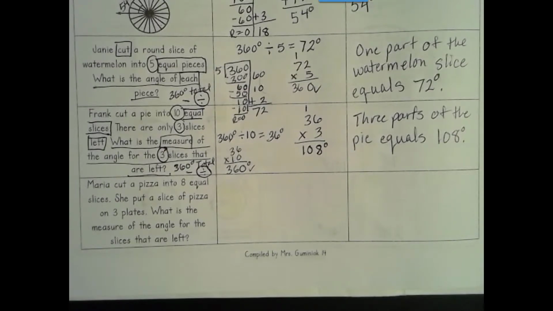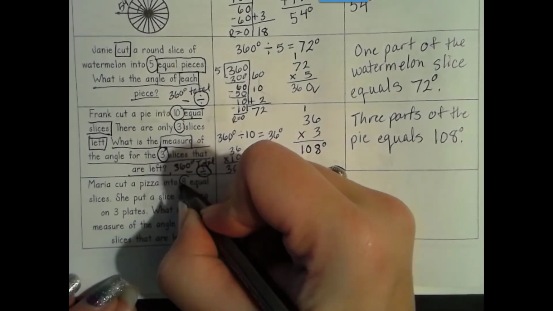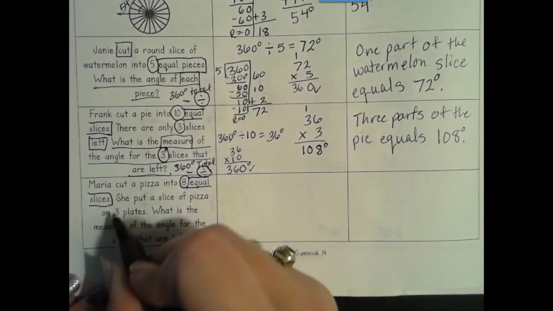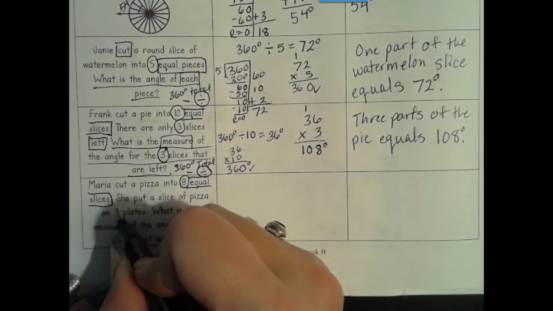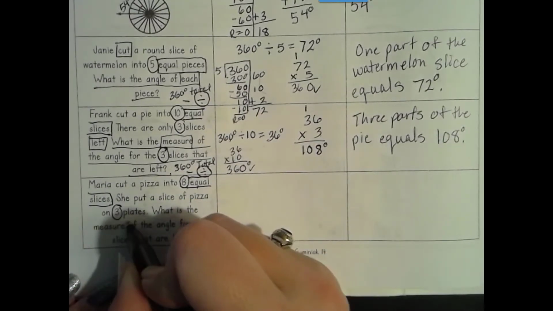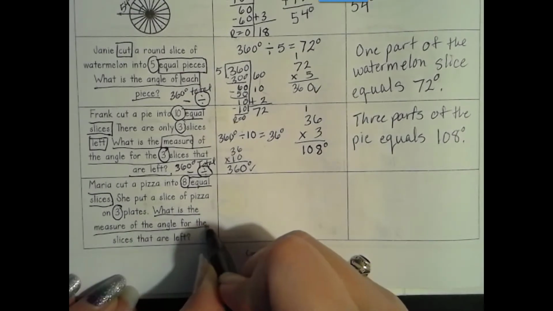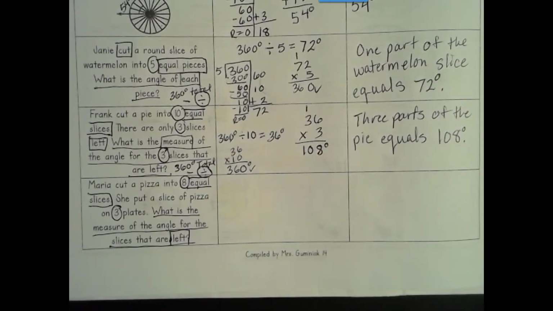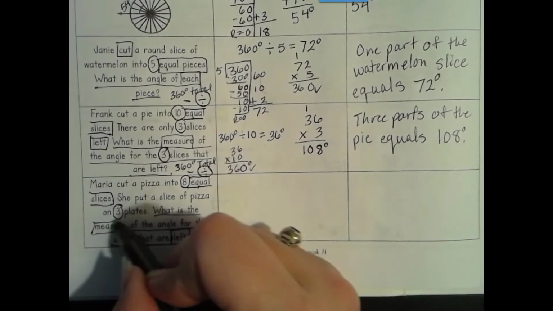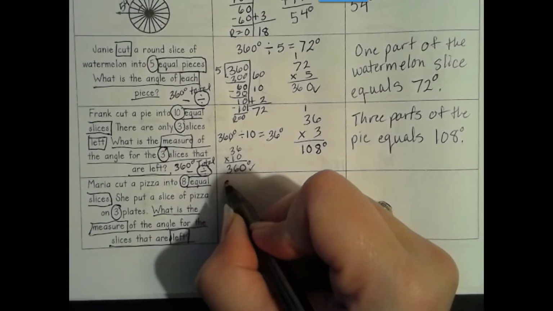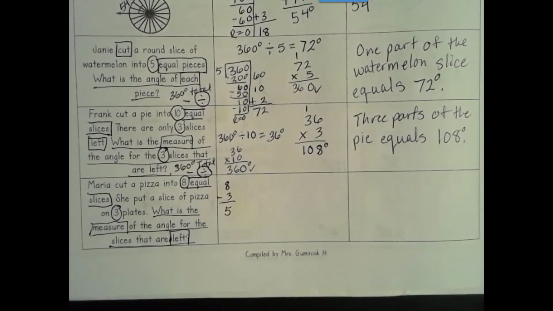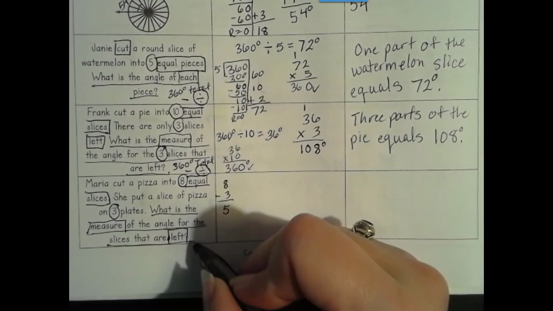Okay, our last problem. Maria cuts a pizza, hopefully a round pizza, into 8 equal slices. She puts a slice of pizza on 3 plates. What is the measure of the angle for the slices that are left? Ooh, we want to know how many are left. And we want to know the angle measure. Well, right here, if I have 8 equal slices, I put 3 on plates. That means I want to find out how many for 5 slices, because I want to know what's left.